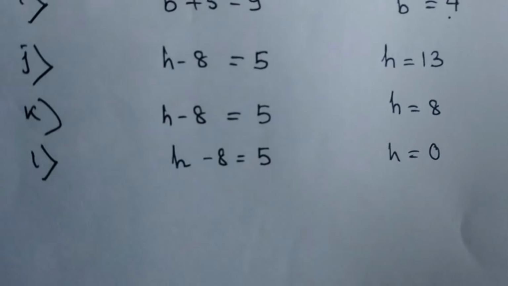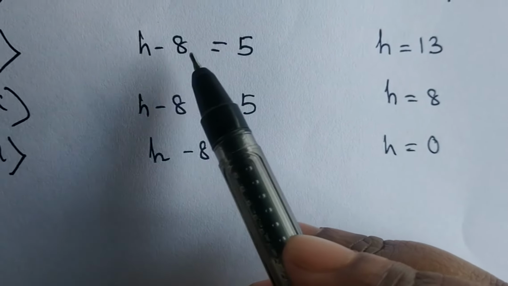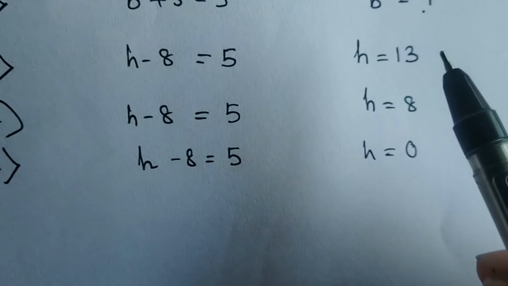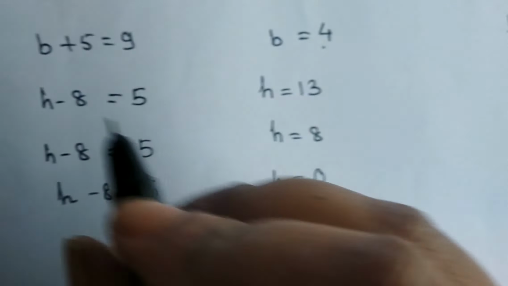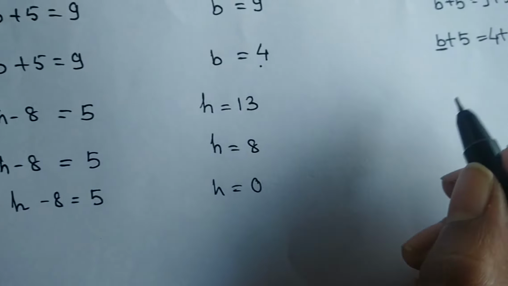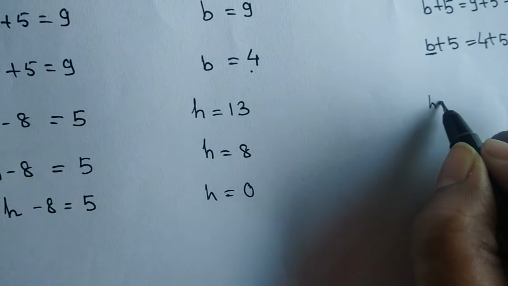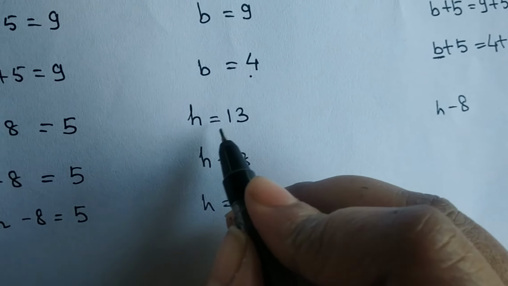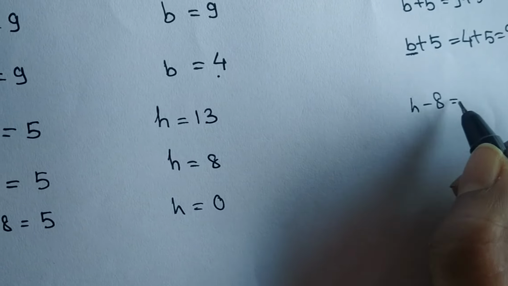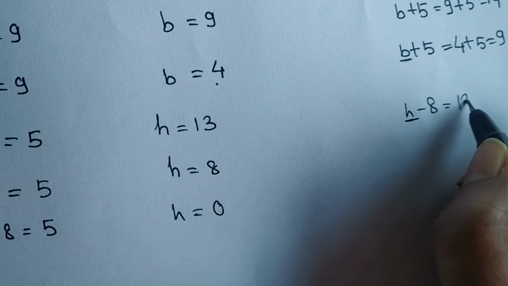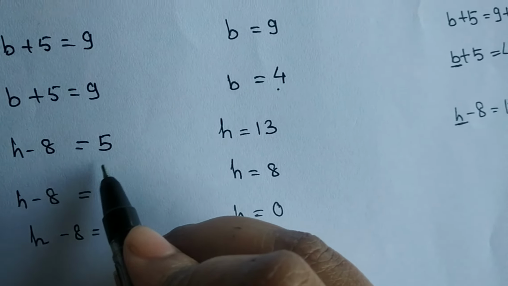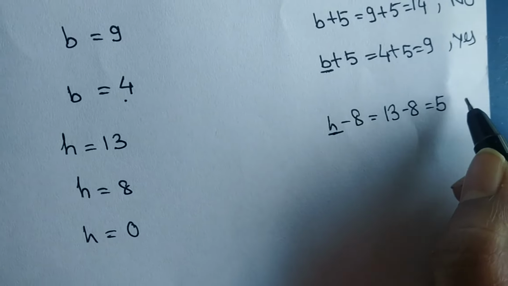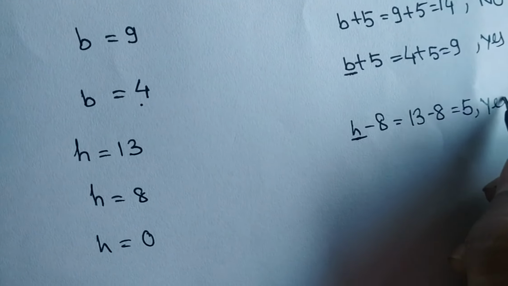Now next, in this we have h minus 8 is equal to 5. Now here the value of h is 13. So we will write the left hand part, which is h minus 8. So here in place of h, 13 is there. So here we will put 13. Now 13 minus 8 is 5. Now on the right hand side 5 is there. That means it satisfies the given equation. So we will write yes.